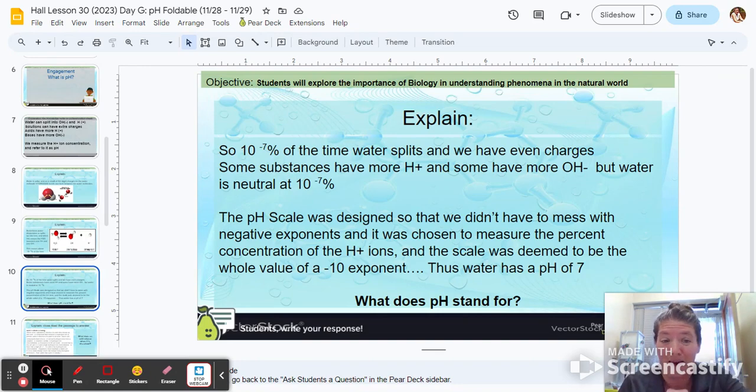And we are going to take the absolute value of the exponent so that we didn't have to mess with negative exponents. So the scale was basically the whole value of a 10 to the negative exponent. So water has a pH of 7, not 10 to the negative 7. So 10 to the negative 7% H plus is a pH of 7. And it makes it a lot easier to work with and handle. Okay, so this is where you want to indicate what your pH stands for.